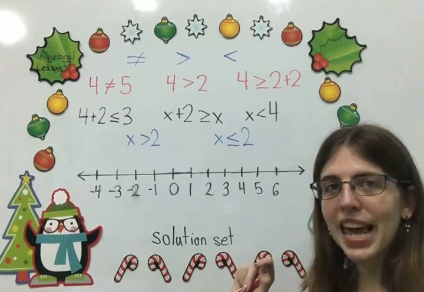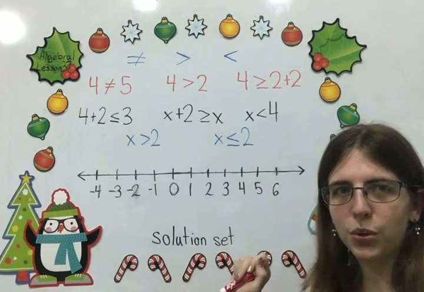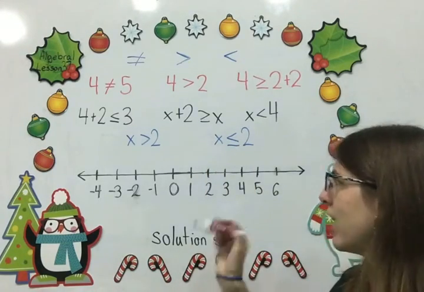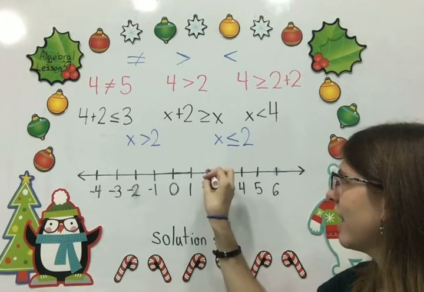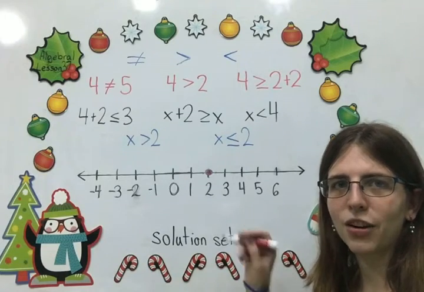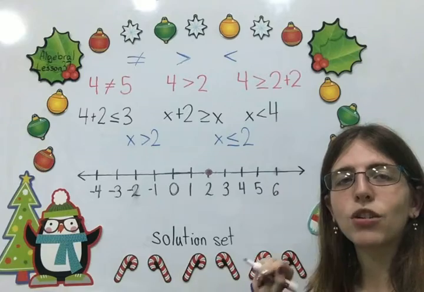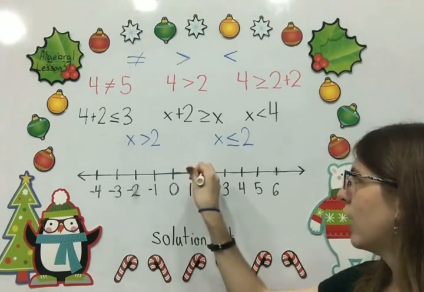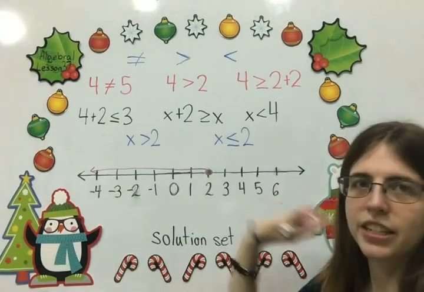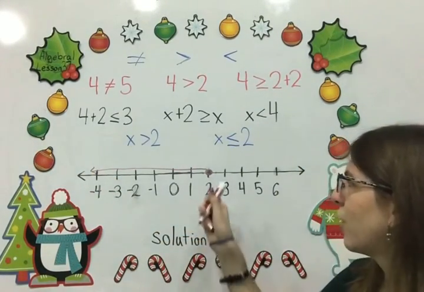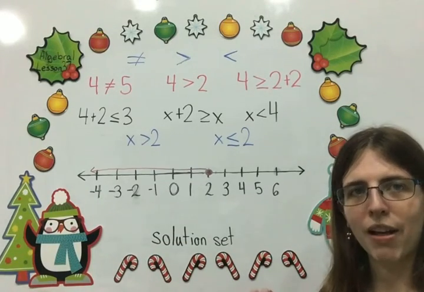Yes, this time it can because it says that it's less than or equal to 2. So 2 can be a part of it. So this time I fill in the circle. I color it in because 2 is part of it. Now I'm looking for all of the numbers that are smaller than 2 as well. So I draw my arrow going this way. I make it an arrow because the numbers continue past my number line. So this includes all the numbers that are less than 2, as well as 2 itself.